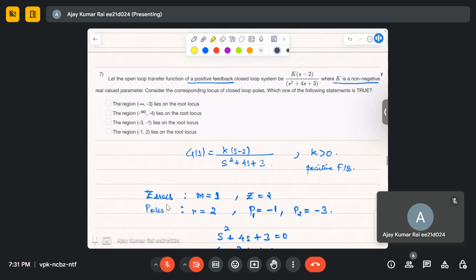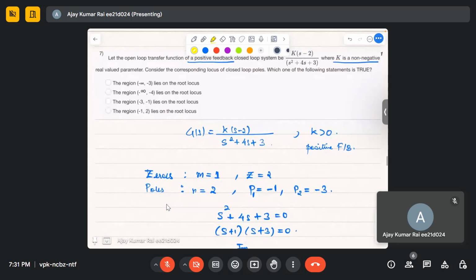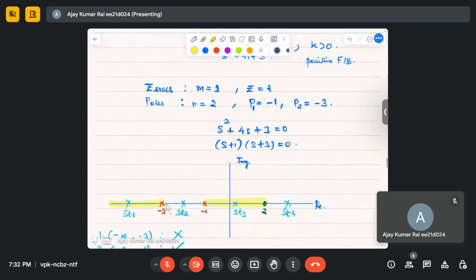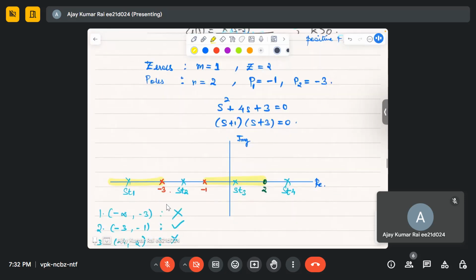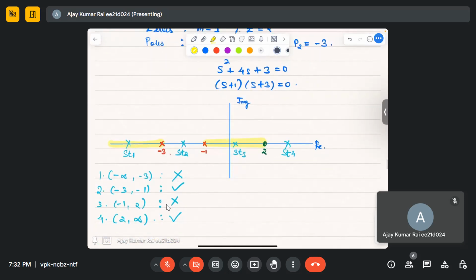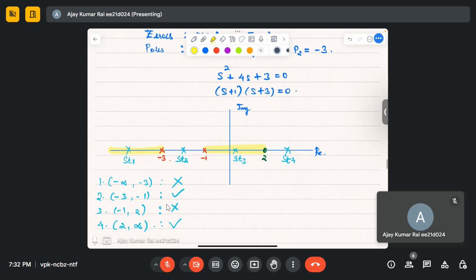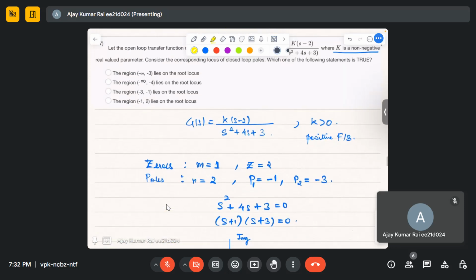So here the root locus will exist at -1 to 2. Okay, so the region -infinity to -3 lies on the root locus? Yes, no, it does not lie on the root locus. I think I have made a mistake here. Okay, so -3 to -1 and 2 to infinity, this is where the root locus lies.